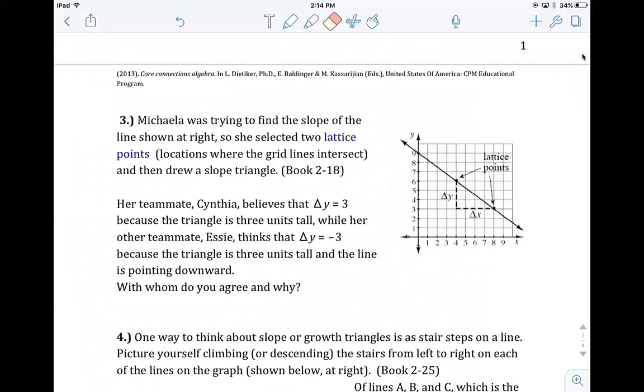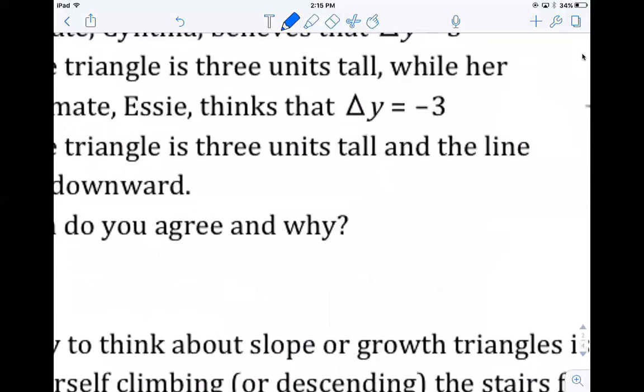So her teammate Cynthia believes that the change in y, right here, is 3 because the triangle is 3 units tall, but her other teammate Essie thinks it's -3 because it's 3 units tall and the line is going down. Who do you agree with and why? Well, the side there is 3, but Essie is correct.